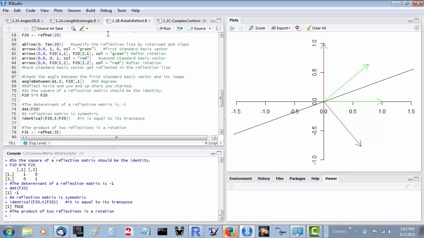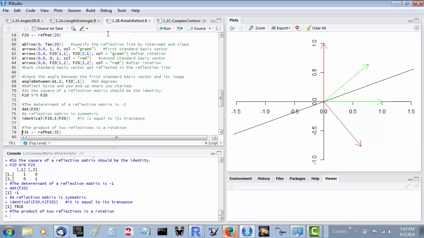Now for a really interesting result. The product of two reflections is a rotation. Basically, a reflection's an isometry, and the only isometries that hold the origin fixed are reflections and rotations. So we have to get either a reflection or a rotation, but since the determinant of a product is the product of determinants, we're going to get a matrix whose determinant is +1. That's going to be a rotation matrix.